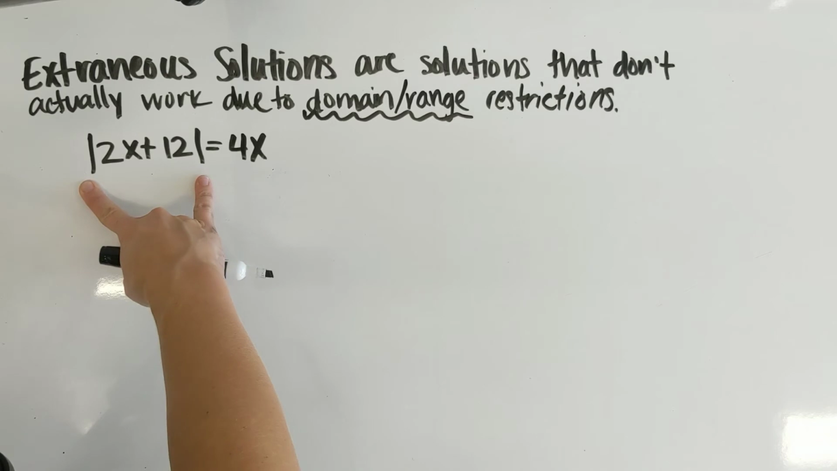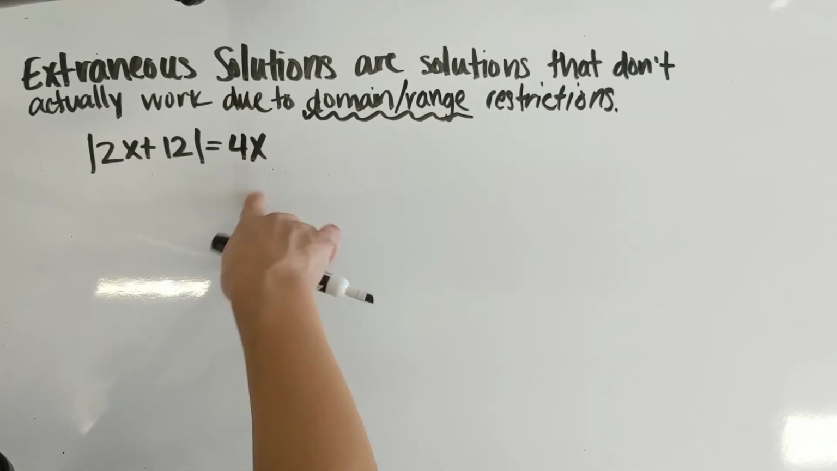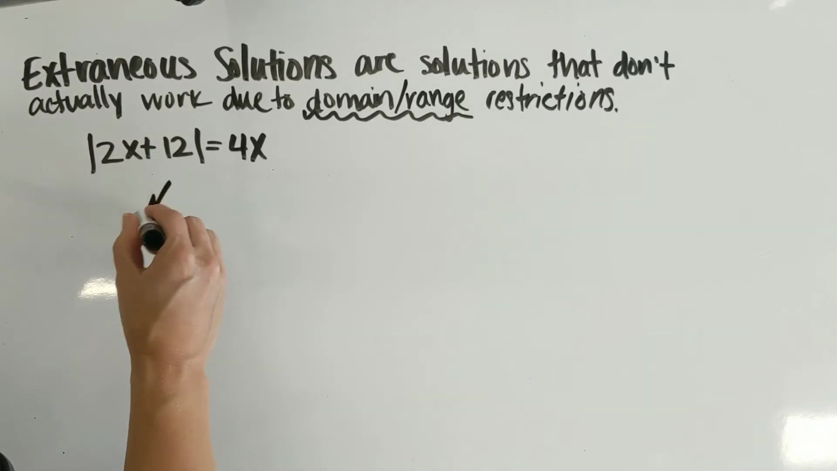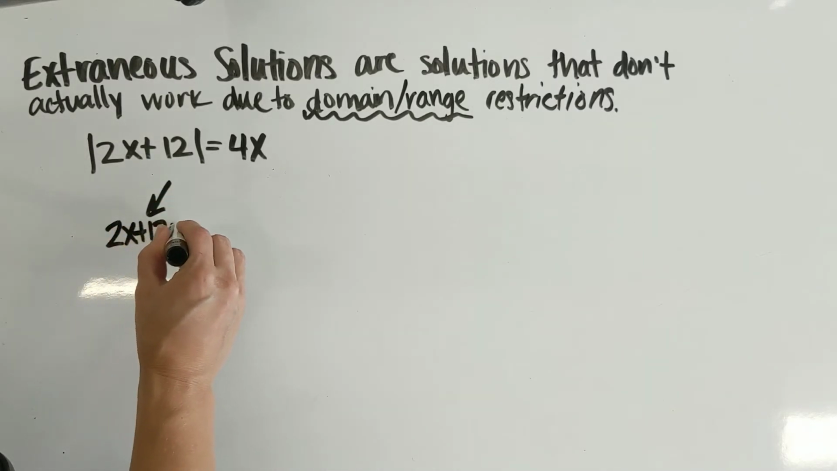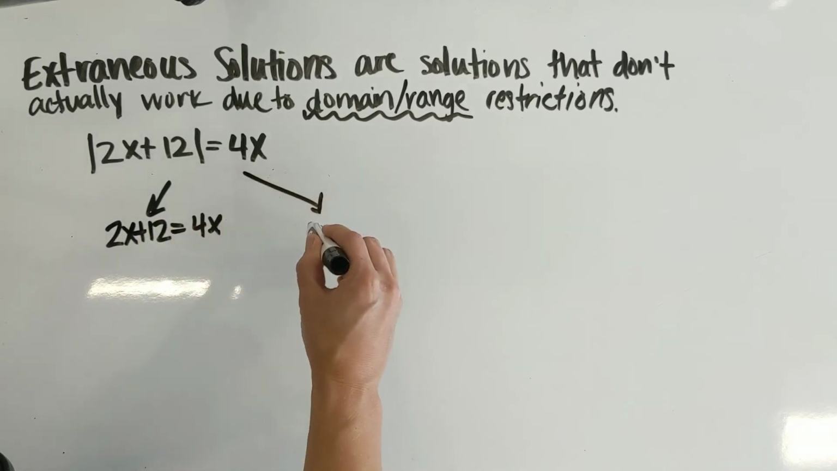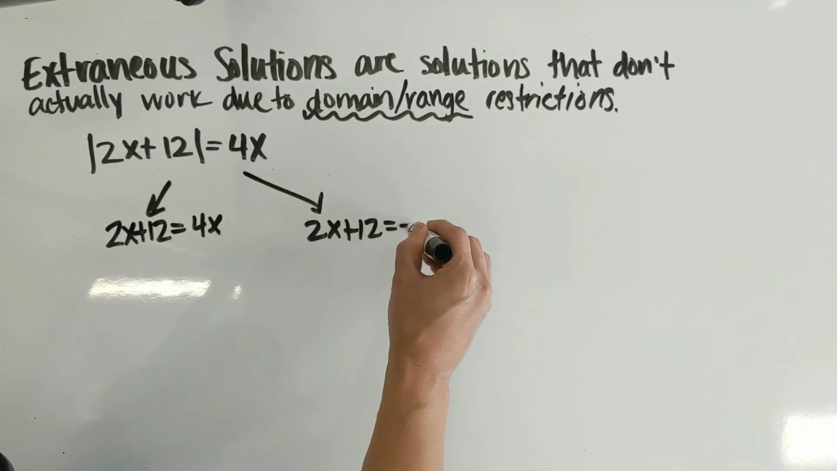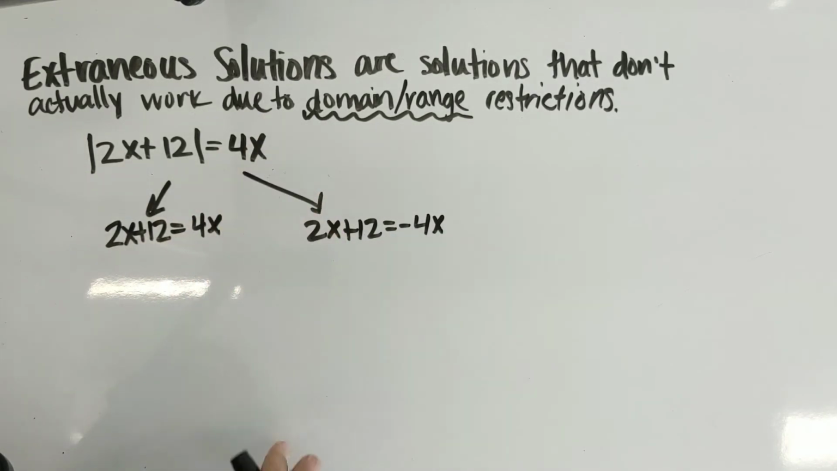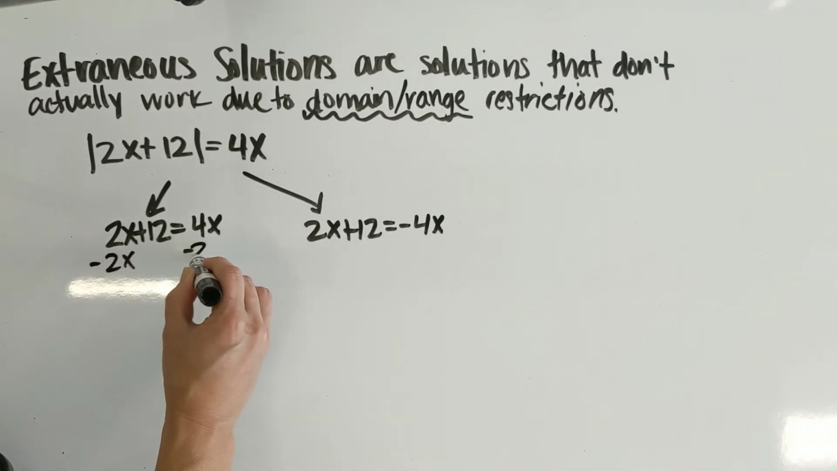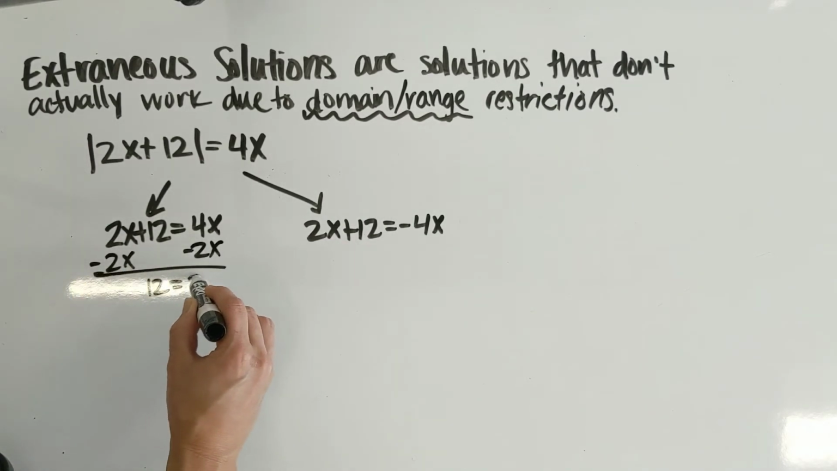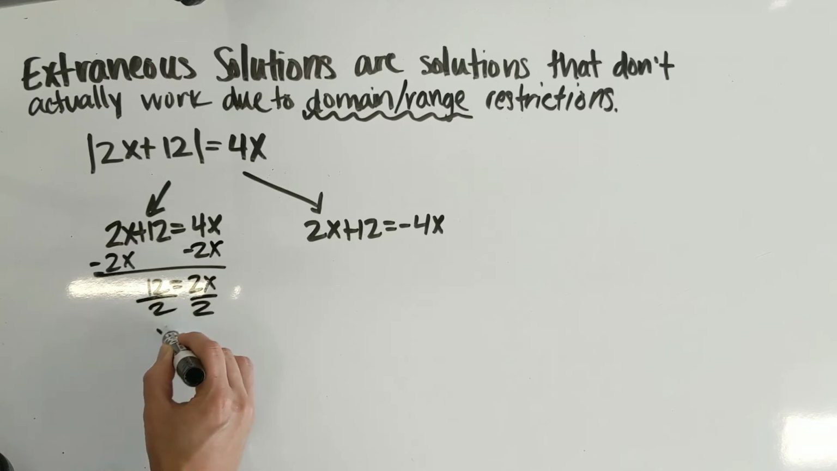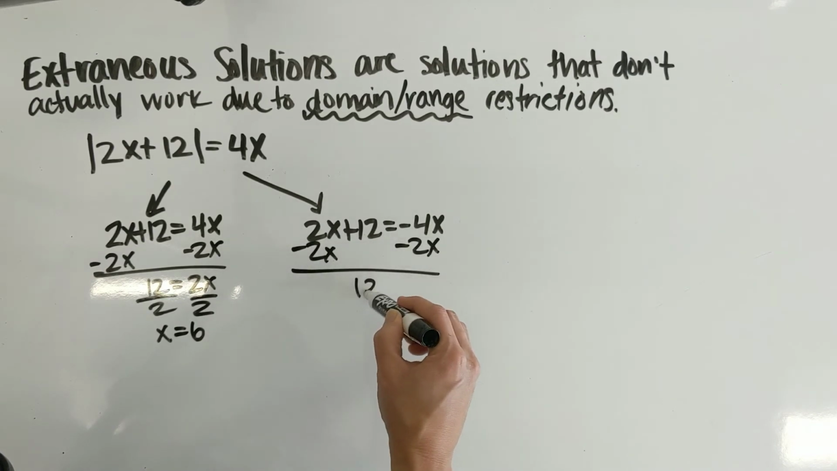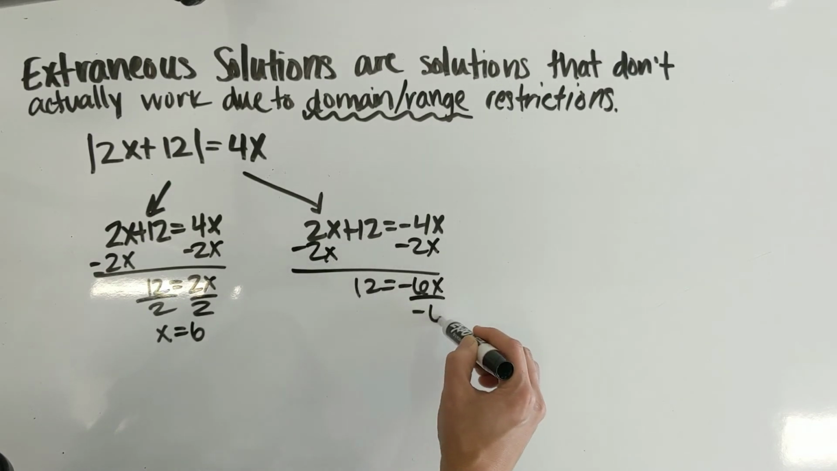So if I have the absolute value of 2x plus 12 equals 4x. Step 1, we isolate the absolute value, which it is. So step 2, we have our two options. 2x plus 12 could be a positive 4x, or 2x plus 12 could give me a negative 4x. Because I know if I take the absolute value of this part, I'm going to get a positive 4x. So if we solve both of these using inverse operations, we end up with x is equal to 6 for one choice, or we end up with x is equal to negative 2.